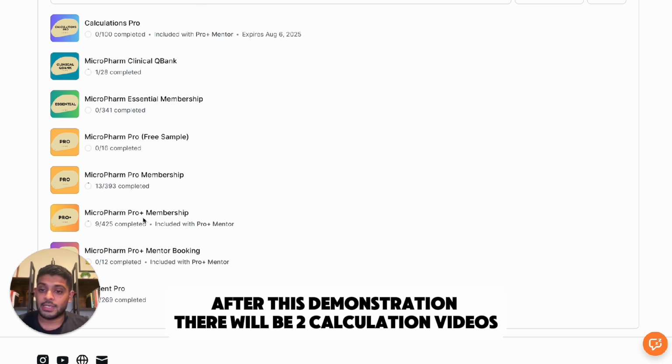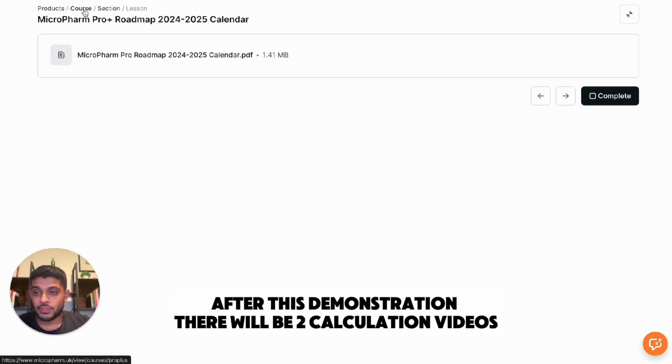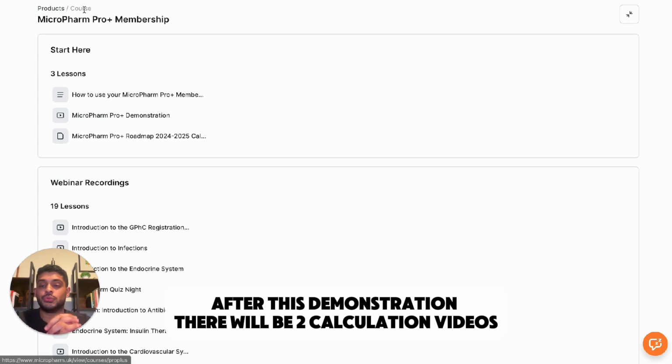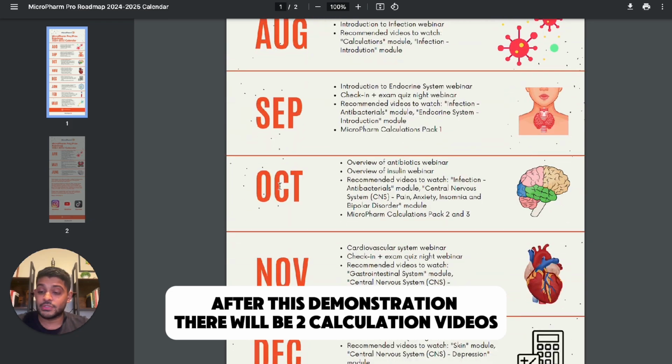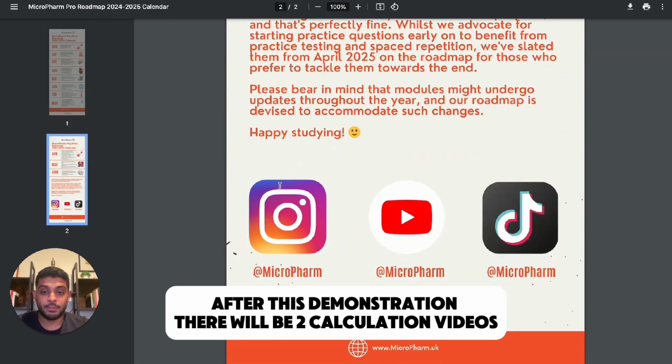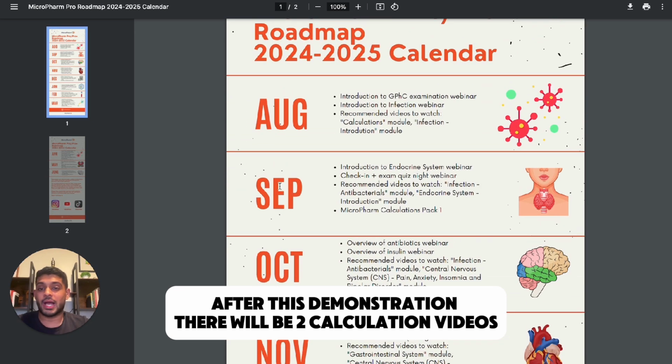So the Pro Plus membership will include, if you click course, this brings you back to the entire course. You will see guidance on how to use your membership, a demonstration on how to use the membership, and also your roadmap. If I click over here, you will be able to see the roadmap. So the roadmap is here, and this roadmap gives you monthly guidance on how to prepare for the assessment. So what I would recommend for you to watch every month.